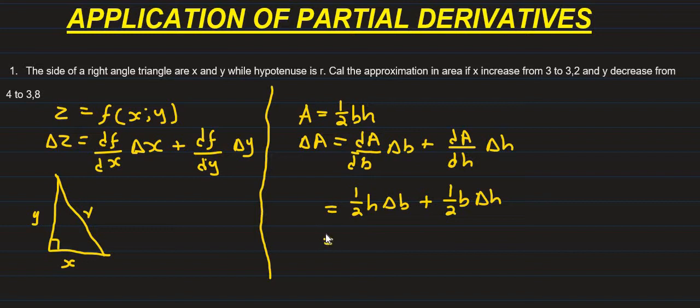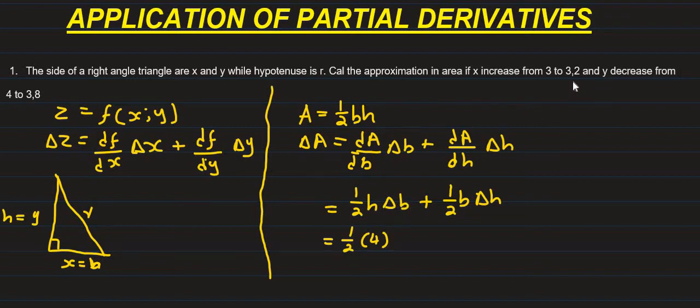Then we substitute into the general formula. We calculate the approximation in area if x increases from 3 to 3.2 and y decreases from 4 to 3.8. Here x is the base and y is the height. Half the height is half of 4.